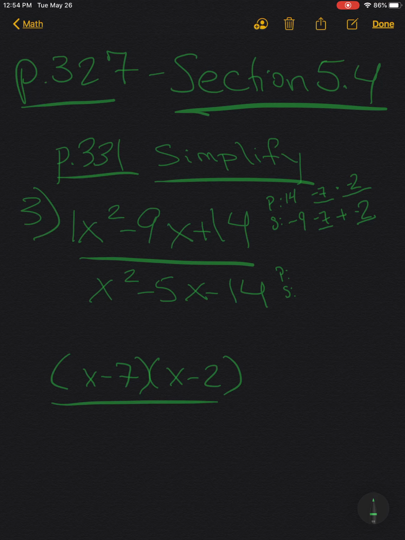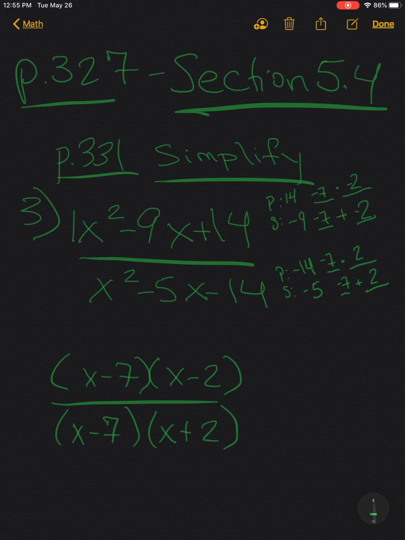Now the denominator. The denominator, the product is -14 and the sum is -5. Again, product is the last number, sum is the middle number. So what two numbers do that? Pause the video, see if you could figure that out. And that would be -7 and +2, right? So now the denominator turns into x minus 7 and x plus 2.